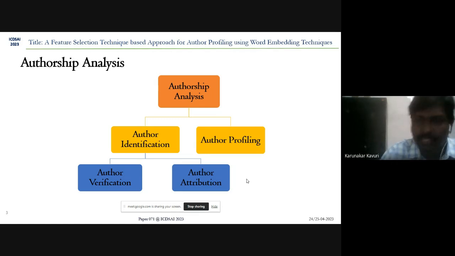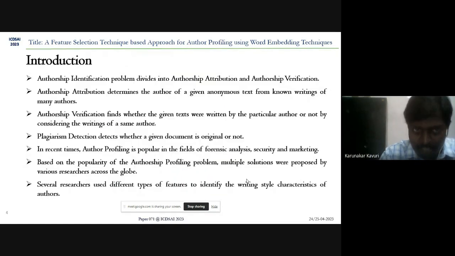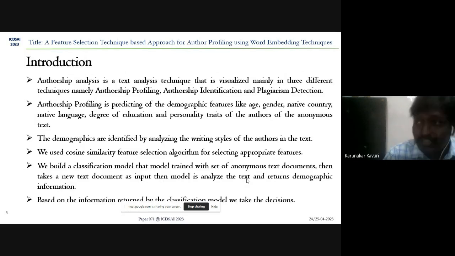My research objective is author profiling. This is the total information: author verification, author attribution, identification, and all. The competition is conducted by the PAN competition. It consists of plagiarism detection, author attribution analysis, like that. All the different types of competitions are there. I would like to take the information and data set from the PAN competition only.